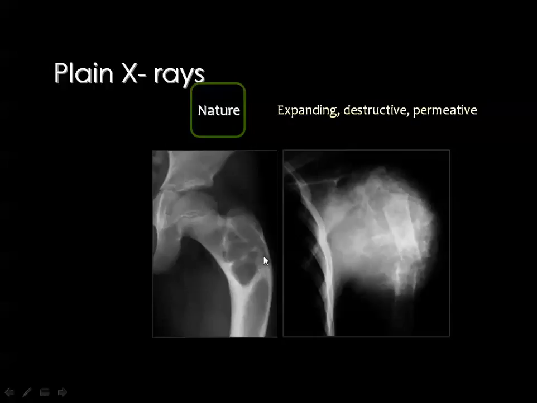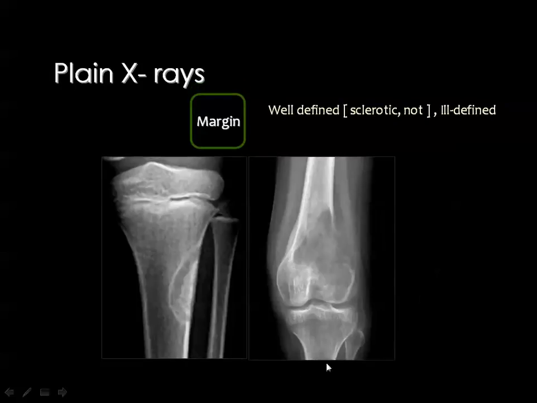And this is the difference between an expanding lesion. You can see the expansion of the proximal part of the femur, representing a simple bone cyst in this case, and this is an example of a destructive lesion in the proximal part of the humerus associated with pathological fracture, representing an osteosarcoma in the proximal humerus.